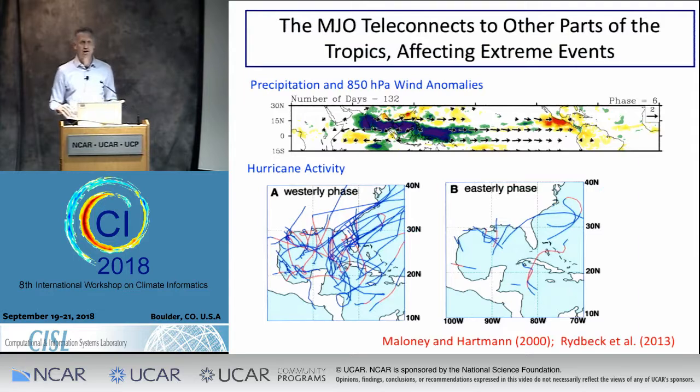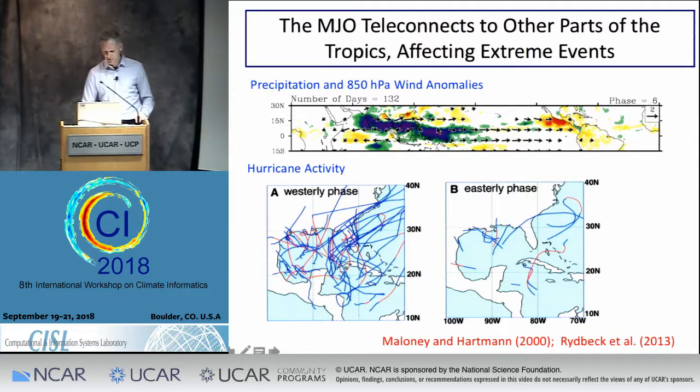Okay, so why is the MJO important? One thing that the MJO does is it teleconnects to other parts of the tropics. For example, this top plot shows a state where the precipitation center associated with the MJO has reached the Western Pacific Ocean. We were sitting on our boat right over here last week, so in the vicinity of this. And this disturbance sends out wind anomalies that reach the coast of the Americas. So it's not just centered over the Indo-Pacific warm pool, but it actually sends out winds across much of the tropics.